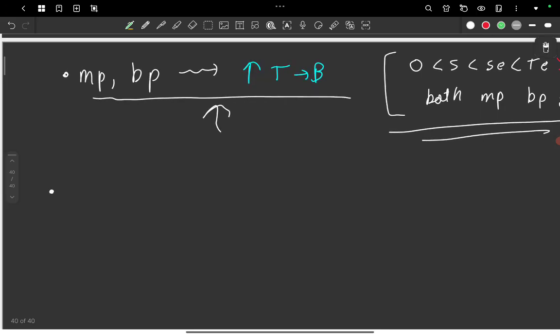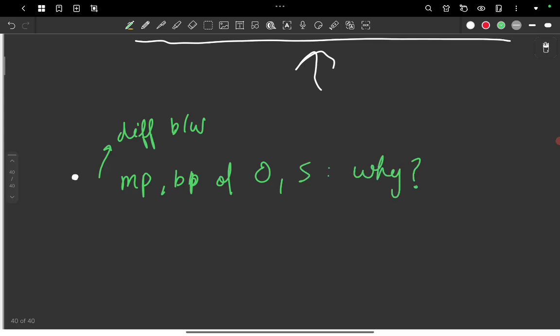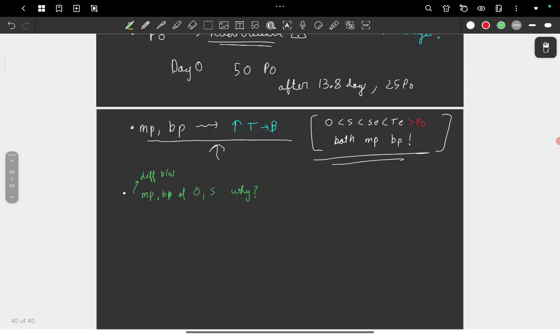Another point NCERT explicitly mentions is how do I explain the large difference in melting point and boiling point? I just write: difference between melting point and boiling point of oxygen and sulfur. Why is that? If you look at the table, our holy grail, the melting point of oxygen is 55, that of sulfur is 393. Boiling point of oxygen is 90, but that of sulfur is 718. That is a massive jump. Why is that jump happening?